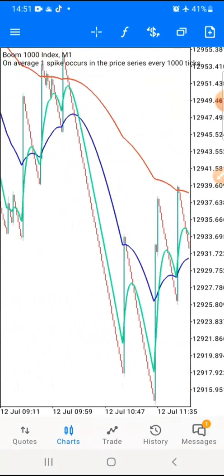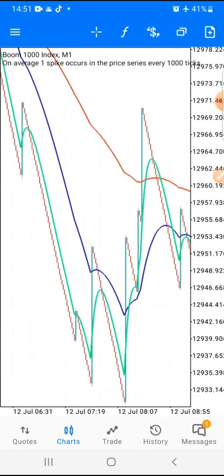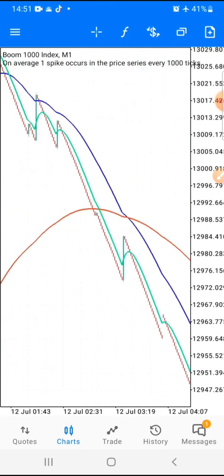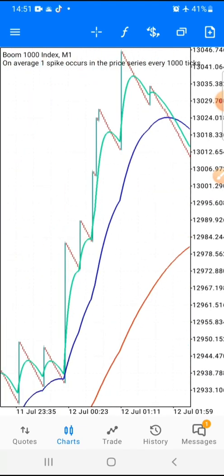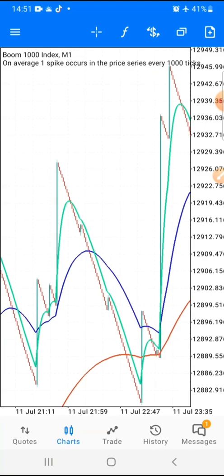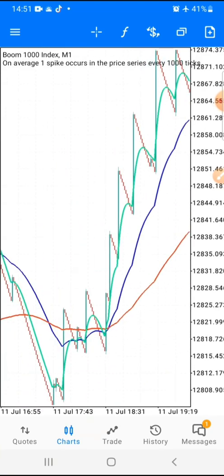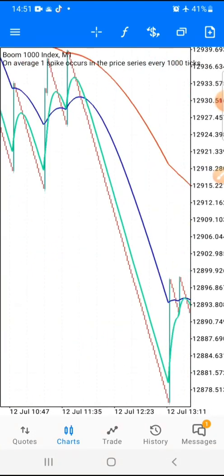Okay, so this strategy is in 2 parts. There's a part where you'll be just entering the market for 5 minutes, and there's a part where you enter the market for 10 or 15 candles, depending on the size of your account.